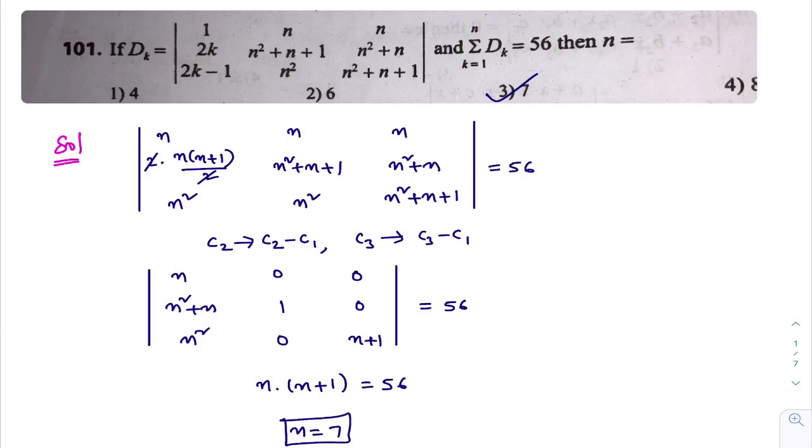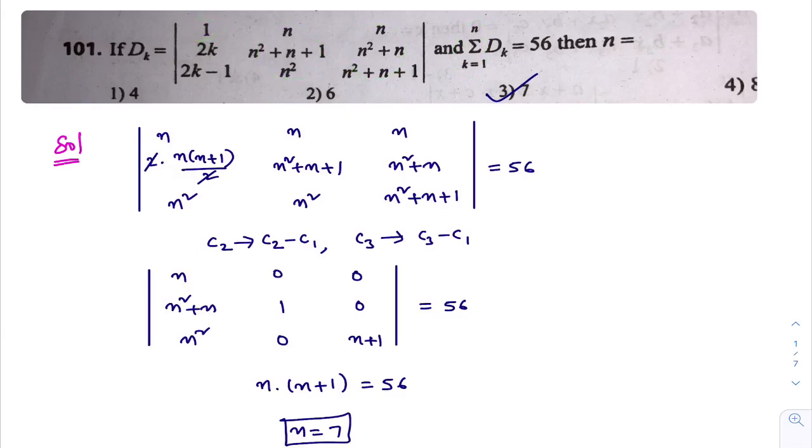Okay. You observe in this determinant, k related terms are present in the first column only. Please observe, k related terms are present in the first column only. So when I apply this sigma, it works only for the first column. It doesn't work for the second column or third column, because the sigma is from k is 1 to n, and in these two columns, there is no k.